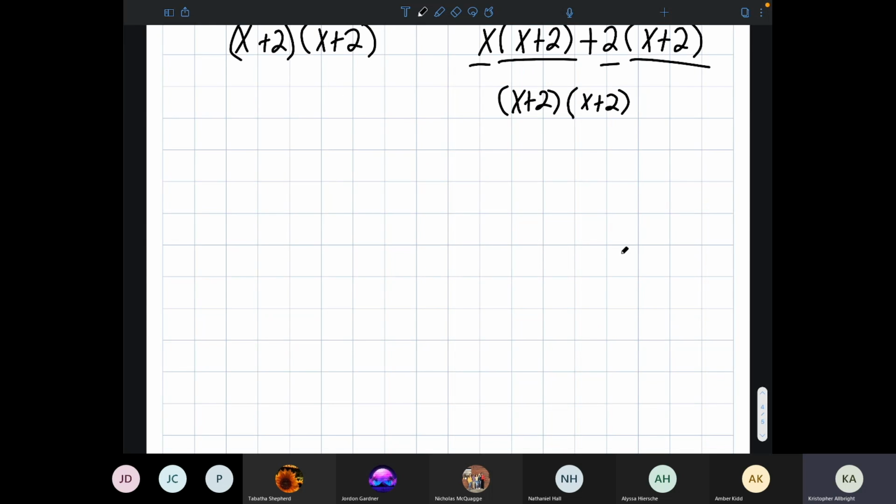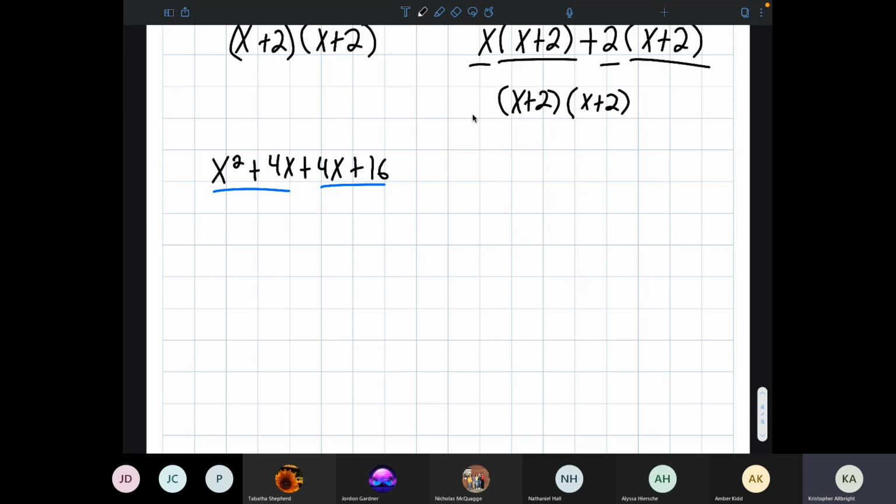Let's do x squared plus 8x plus 16. Okay, actually, let's not. Let's break it apart: x squared plus 4x plus 4x plus 16. Okay, so this is our problem. So I'm going to underline my first 2, and then I'm going to underline my second 2.